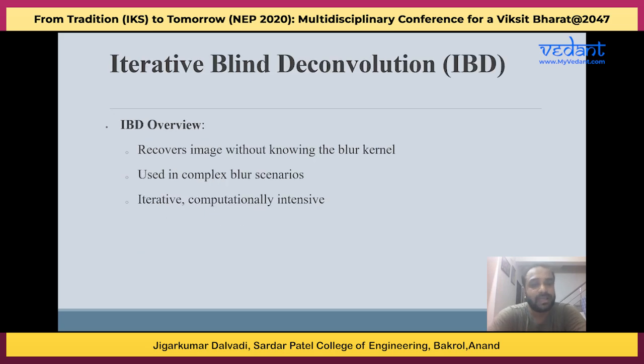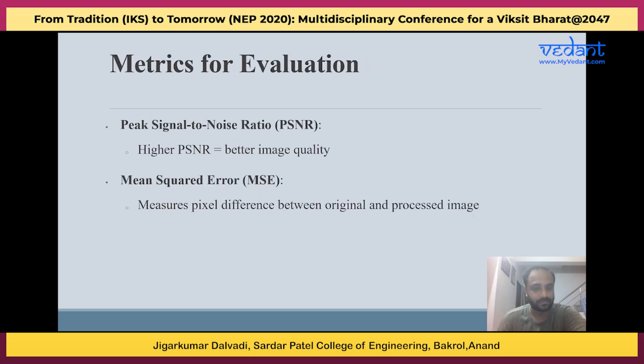Now talking about IBD, that is iterative blind deconvolution. This method is used to recover an image without knowing the blur kernel. Now what is a kernel? A kernel is one kind of window, or one kind of matrix, that we cover over the whole image and iterate over one by one on the indexes, and we retrieve that kernel. Based on that it will summarize and give the answer. It is used in complex blur scenarios. It is iterative and computationally intensive.